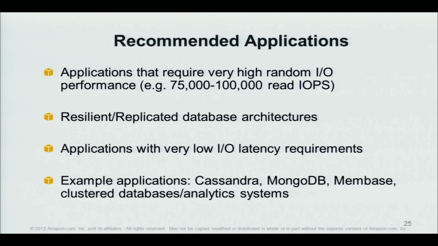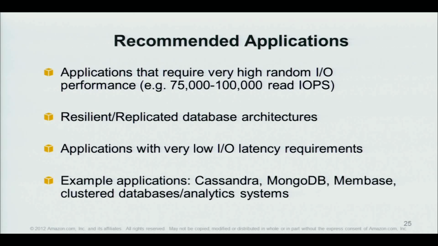The kind of applications that we recommend for these instances are essentially applications that require very high random I/O performance, especially if your read performance requirements are very high, because those are fairly consistent. And if your applications require 75 to 100,000 read IOPS, definitely this is the instance that you want, especially if you have very low latency requirements, the kind of latency requirements that are best served through direct attached disk.